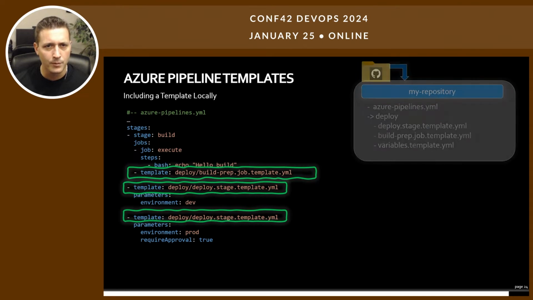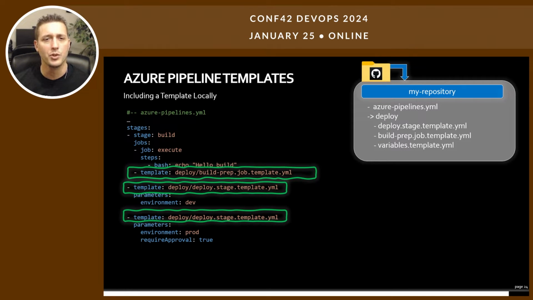There's folders. And so if we look at the structure of a repository, you'll find that if I had an Azure Pipelines YAML file at the root of my repo, I might have a deploy folder, and then inside there I would have these different templates for stage or build prep or my variables. Remember, if we were including variables as a part of these too.